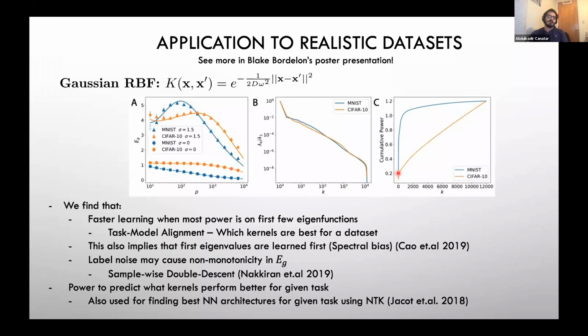Well, because the learning machine can learn up to here very fast. Both of them are going to learn up to here, but in the CIFAR case, it's going to fall slower because it has more power in the higher modes. So you need to wait a bit more. You need to give more data to learn those modes. Finally, there is label noise, which causes non-monotonicity in EG.